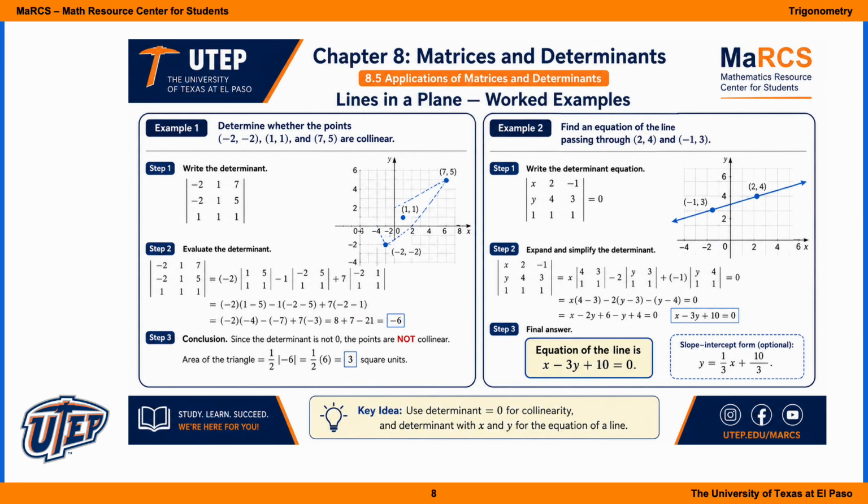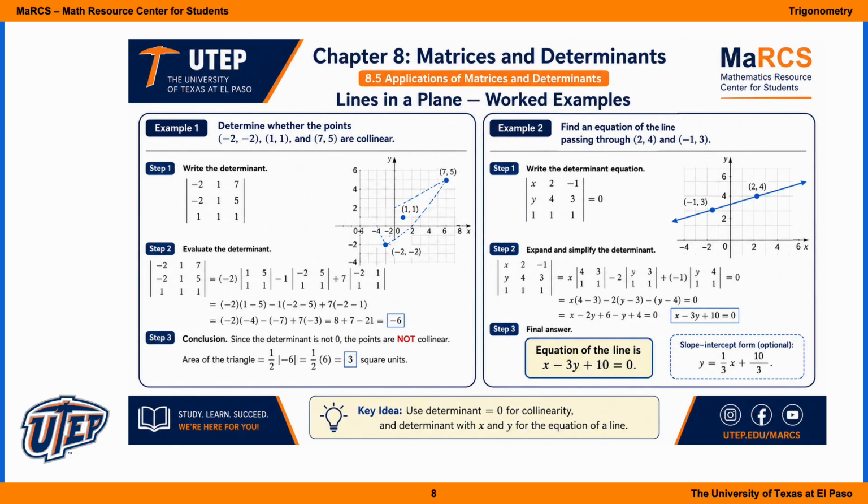For our first example, we are checking to see if the 3 points provided are collinear. So we construct our 3x3 matrix, our first row being our x coordinates, so -2, 1, and 7 right here. Our second row being our y coordinates, -2, 1, and 5, and then our last row being our 1s. Now, once we compute the determinant of that 3x3 matrix, we get a determinant of -6, which is not equal to 0. So that means that the 3 points are not collinear, and we can see that by the points that are plotted right here to the right.